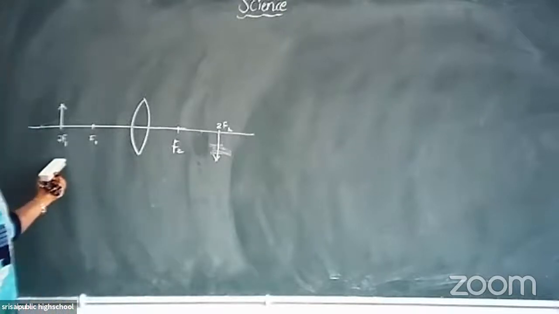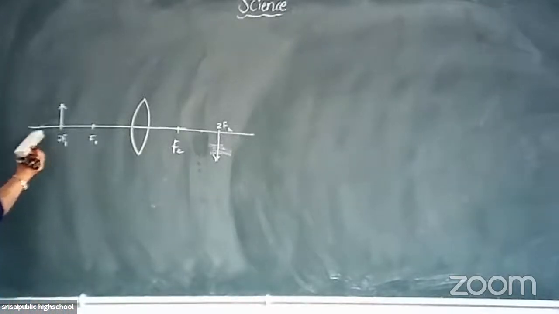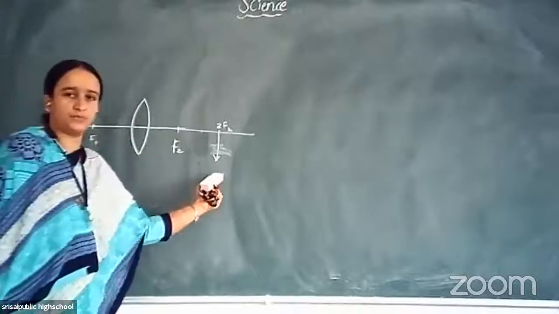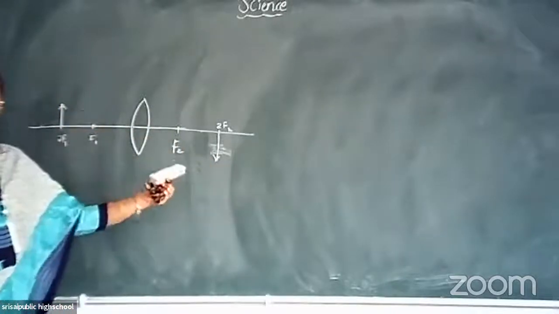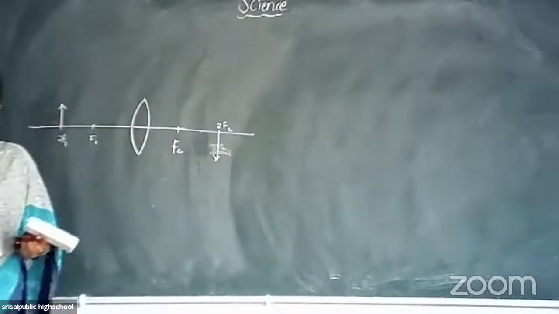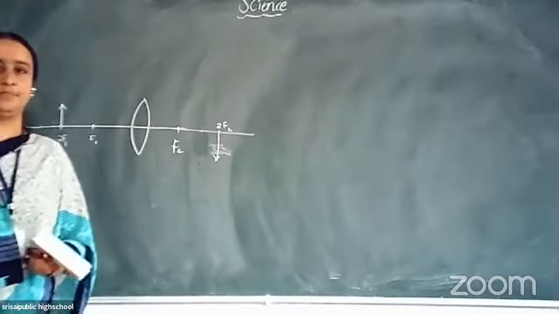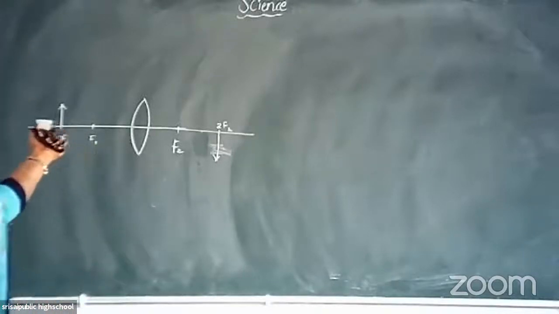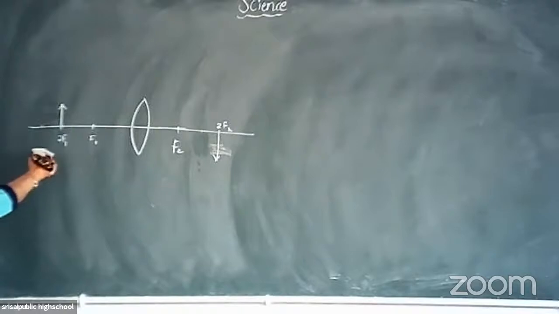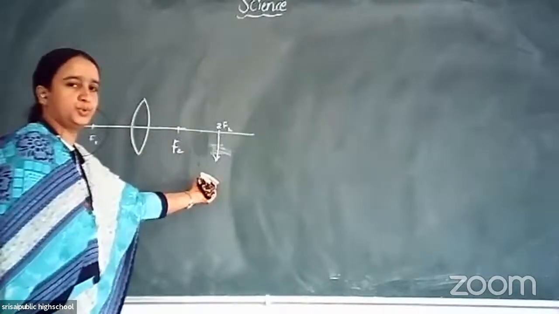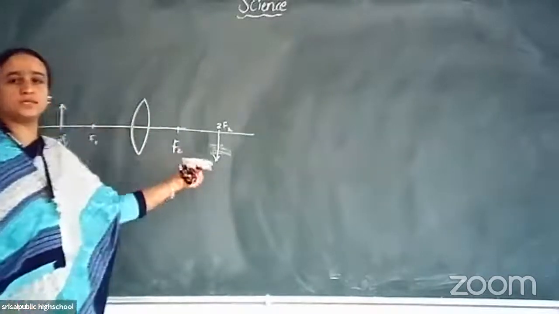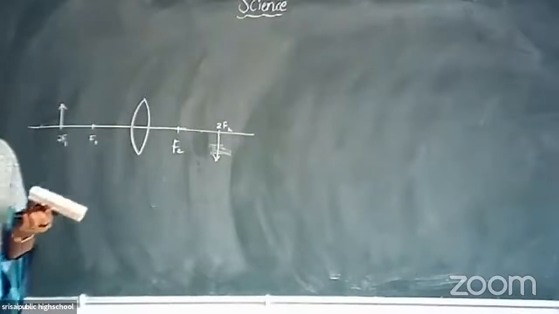When the object is at 2F1, you are going to get the image at 2F2, and both the size of the object and the image are exactly the same. Since the object is at 2F1, you get the image at 2F2. Here both the sizes of the object and the image are the same.